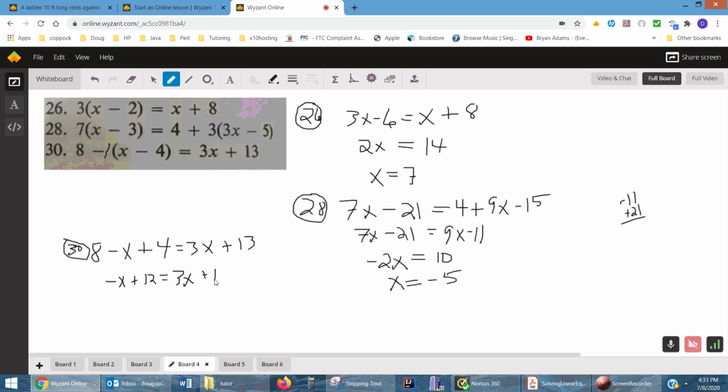And just for the heck of it, I'll put the x's on the right side of the equal sign, just to do something different. So I've got a 3x on the right side. I move the negative x over. It becomes a plus x. 3x plus 1x is 4x.